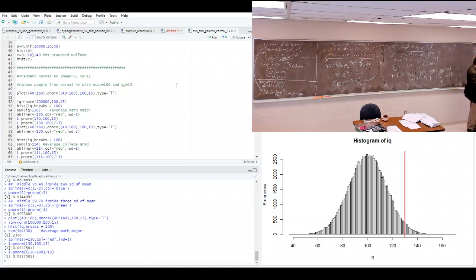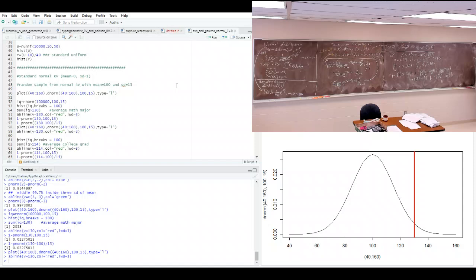2275. Was that right? 2275. Yeah, 228. No, I'm sorry. If I round 2275 to 228, yeah, that would work. So I get the same value, or at least the same value. This gave me out to 4 decimal places. And again, what we did there is we just let R compute the area to the right of 130 for us.